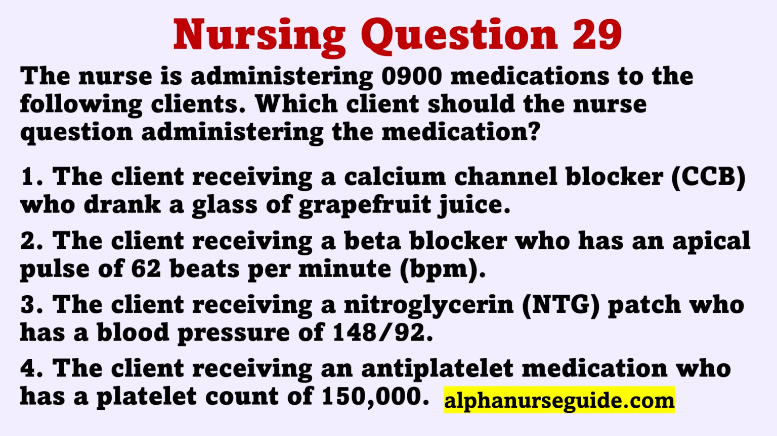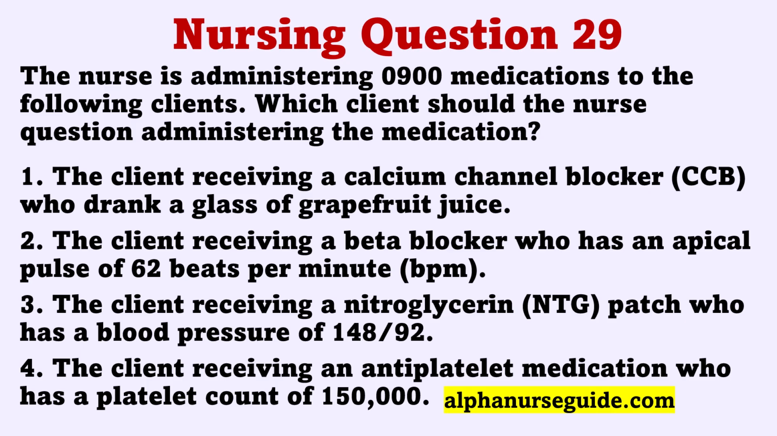The nurse is administering 9 o'clock medications to the following clients. Which client should the nurse question administering the medication? 1. The client receiving a calcium channel blocker who drank a glass of grapefruit juice. 2. The client receiving a beta blocker who has an apical pulse of 62 beats per minute. 3. The client receiving a nitroglycerin patch who has a blood pressure of 148/92. 4. The client receiving an antiplatelet medication who has a platelet count of 150,000.